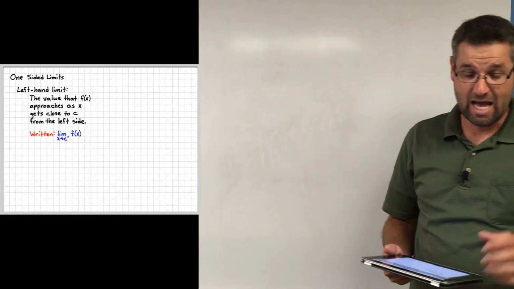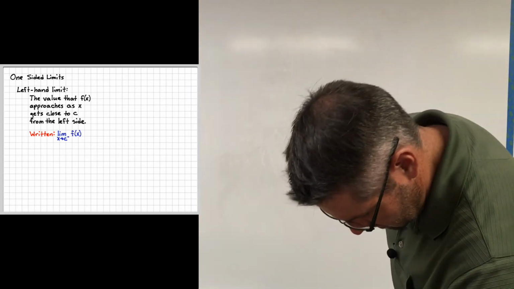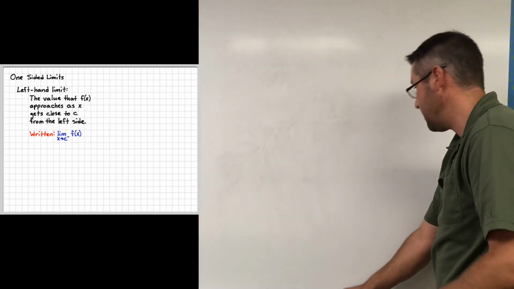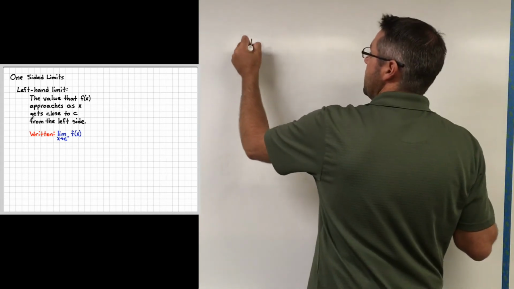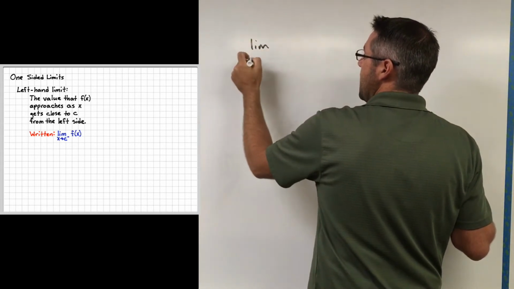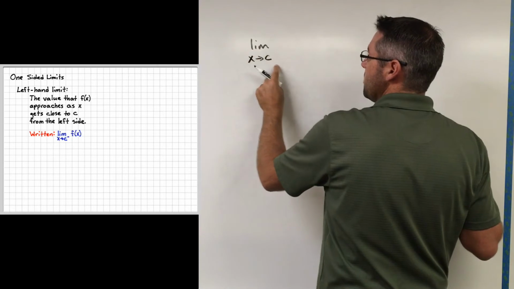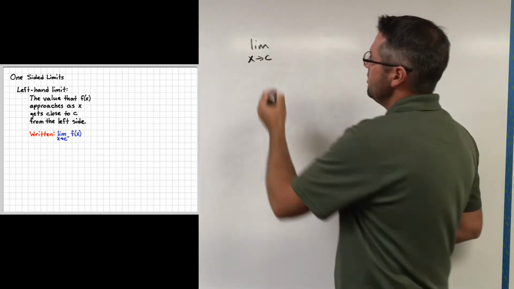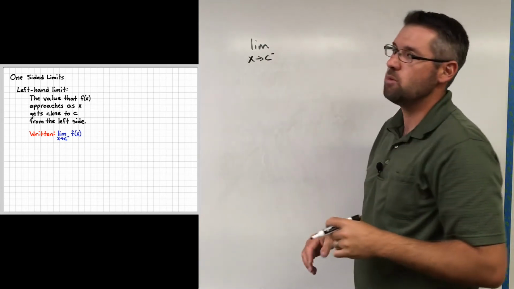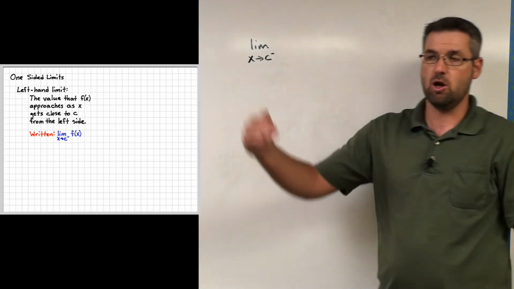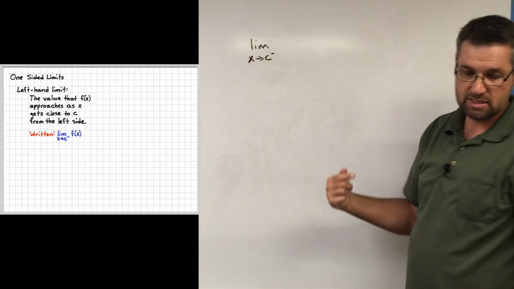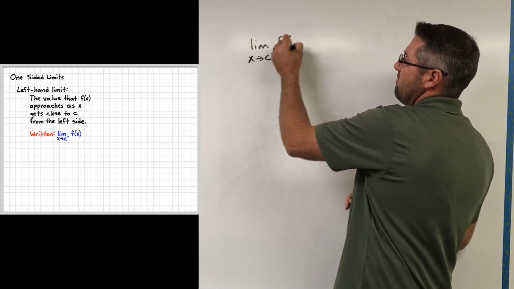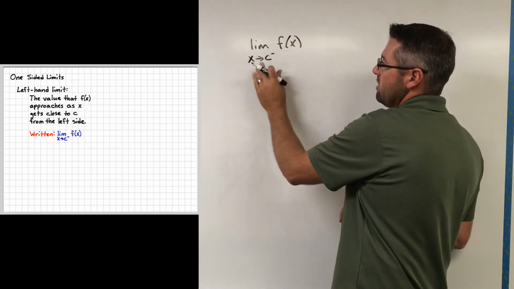It's written as the limit as x approaches c from the left of f of x. I'm going to write this down so that I can emphasize it. The limit as x approaches c. Now normally that's what we've been saying all along. But we're going to put this little negative sign there to represent that we're only focusing on the limit from the left-hand side. So of f of x. Okay, so we are looking at only the left-hand limit.